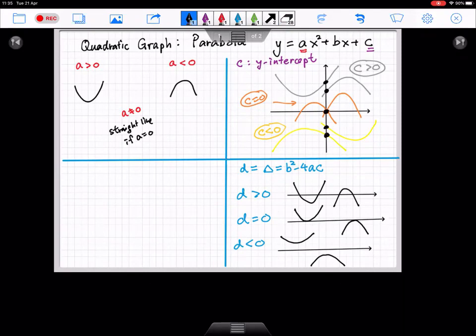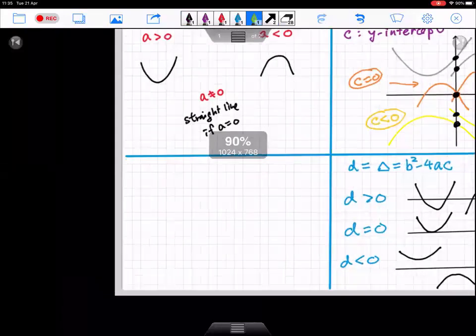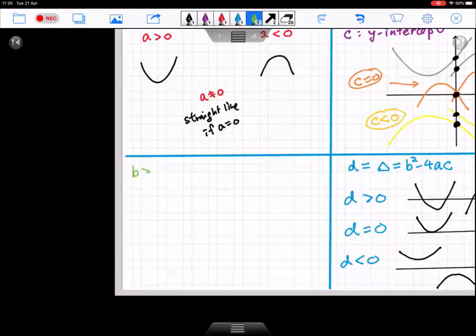So a is the easiest, right? Followed by c, followed by D. Now, finally, let's move to the final point here. b is the most complicated. All right, b is the most complicated. But I discovered a simple way to look at b. All right. Now, b can be positive.